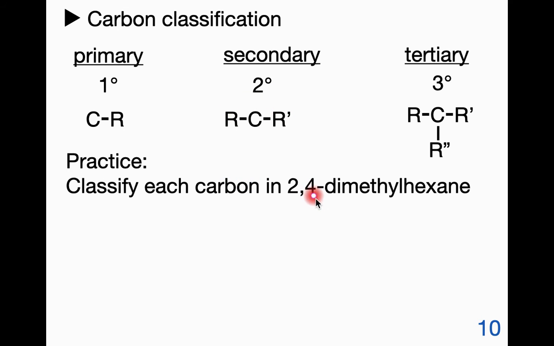Okay, so we're going to practice this by looking at 2,4-dimethylhexane. I'm going to draw a line structure for that, and you need to be able to interpret line structures, not draw them, but understand. Now, so we're going to identify which of these carbons are primary, which are secondary, and which are tertiary.